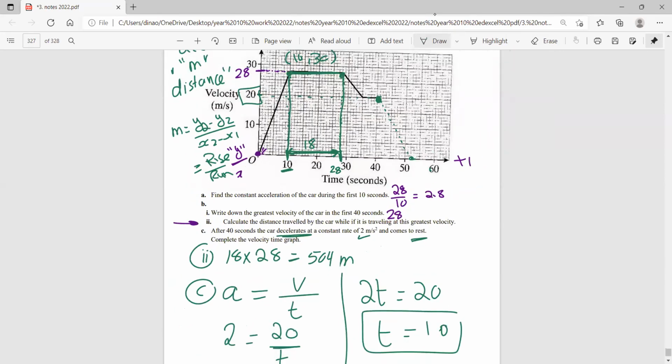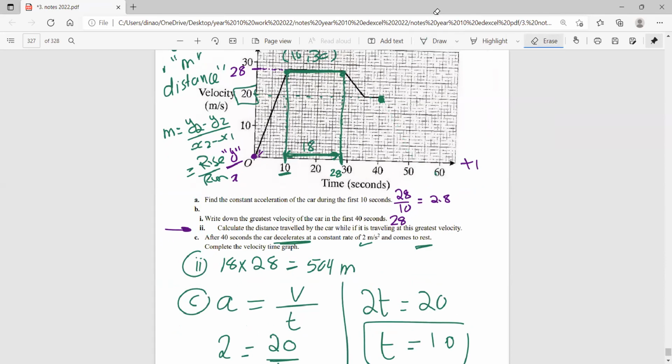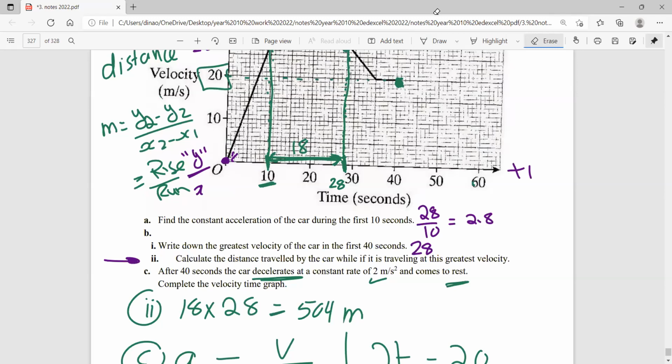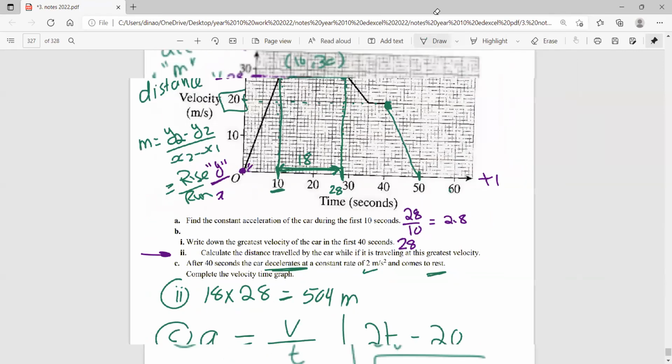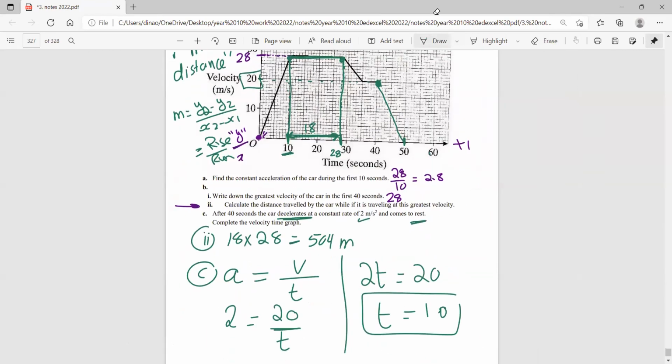Okay? So let's see, where did it stop? At 50, because the car decelerated for 10 seconds. Done, and then I just draw a line that connects to 50 and that's it. Okay? So again, question number C.